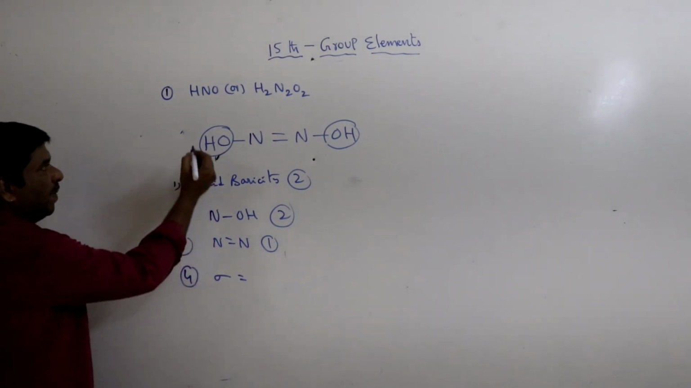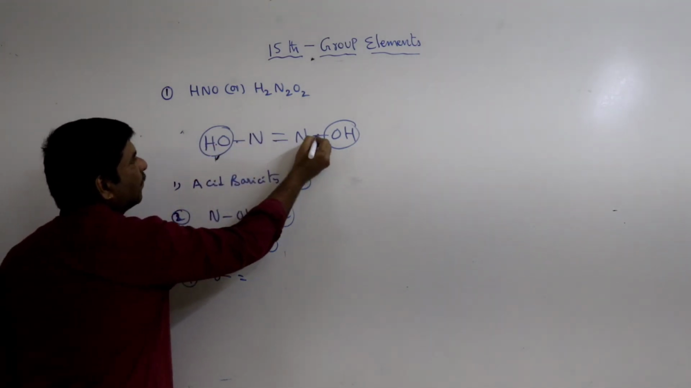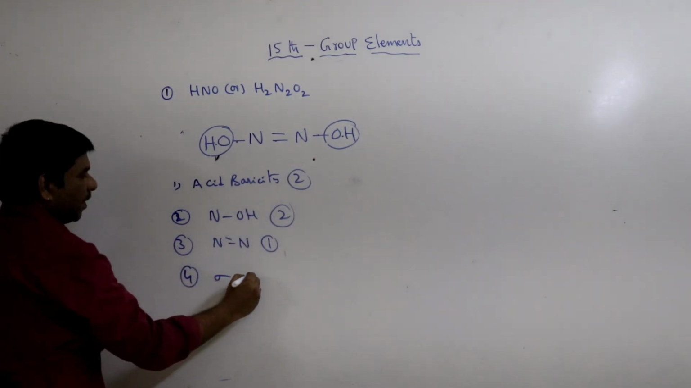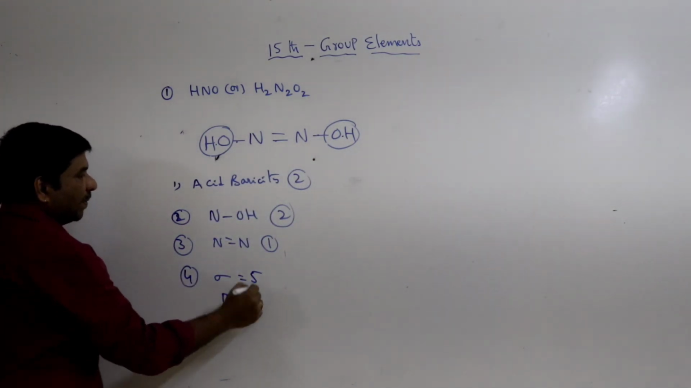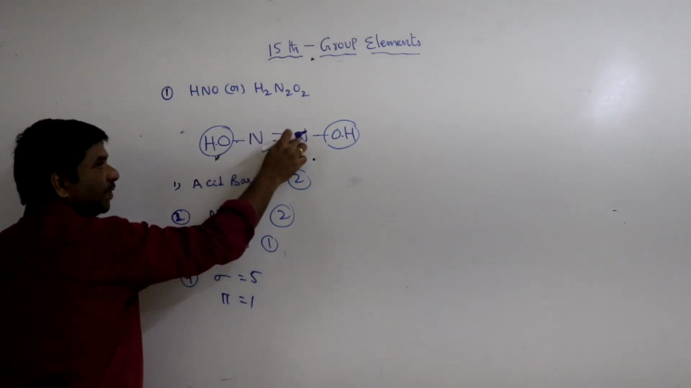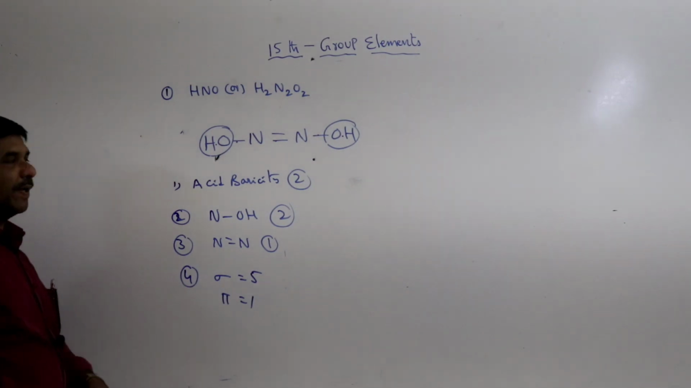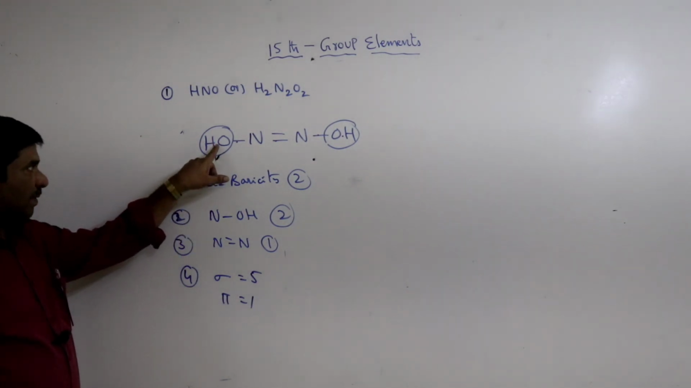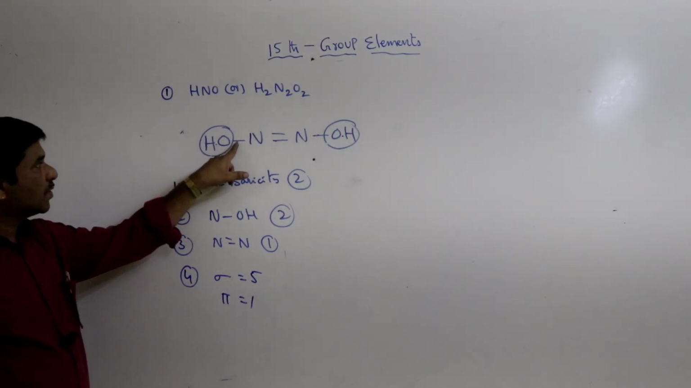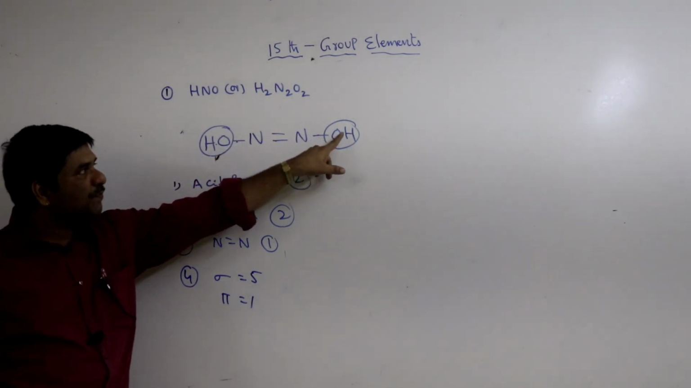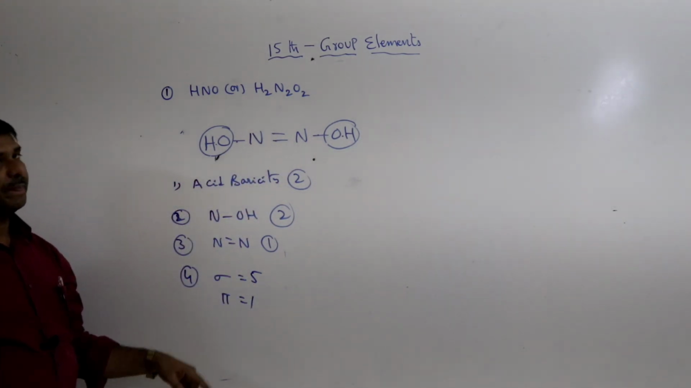Possible number of sigma bonds: here one sigma bond is possible, 2, 3, 4, 5 sigma bonds possible. Number of sigma bonds is 5. Pi bond is 1, because between the nitrogens there is a double bond; one is sigma, another one is pi. Sigma bonds: oxygen-hydrogen there is a bond, 1, 2, 3, 4, 5 sigma bonds. Pi bond in the double bond, 1 is a pi bond.